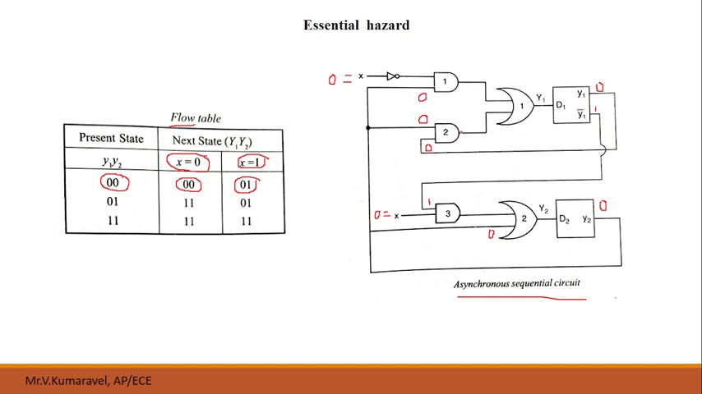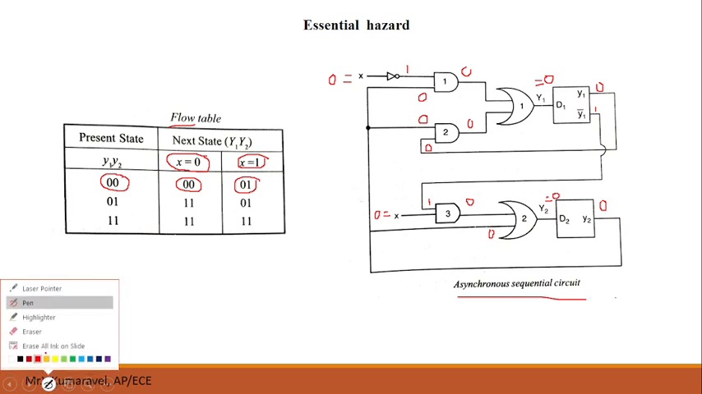Now when my x equal to 0, this will become 1. So 1, 0, here it is 0. So here it is 0, 0. So my y1 equal to 0. Similarly, 1, 0, so this will be 0, 0, 0, 0. So when x equal to 0, my present state is 0, 0 and my next state is also 0, 0. Now let us see when x changed to 1.